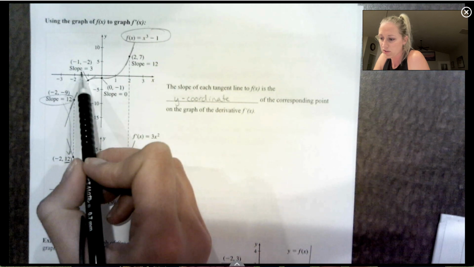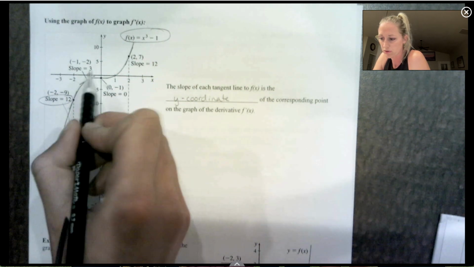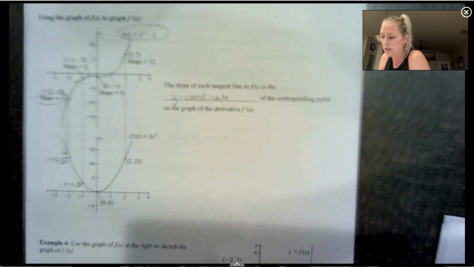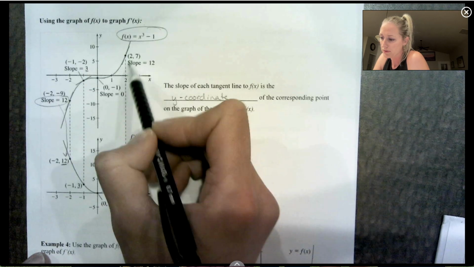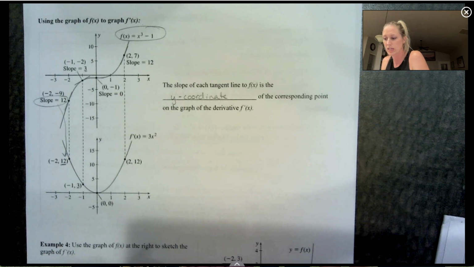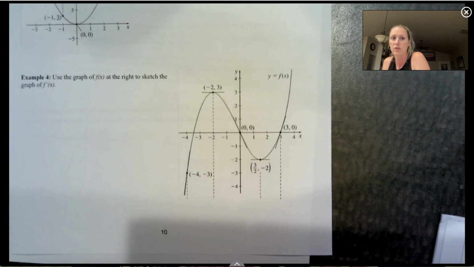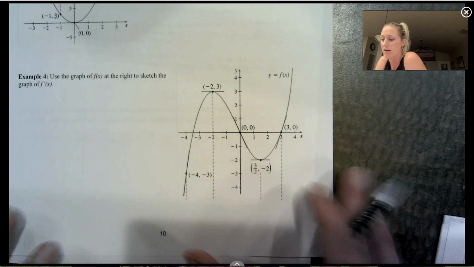At this one, they said a slope of about 3. So at -1, they have a slope of 3. So those, again, match. Okay, the slope they approximate here to be 12, etc. So we're going to do an example just like this. Okay, so we're going to use, here's my f of x graph. We're going to try and estimate the graph of the derivative, f prime of x.